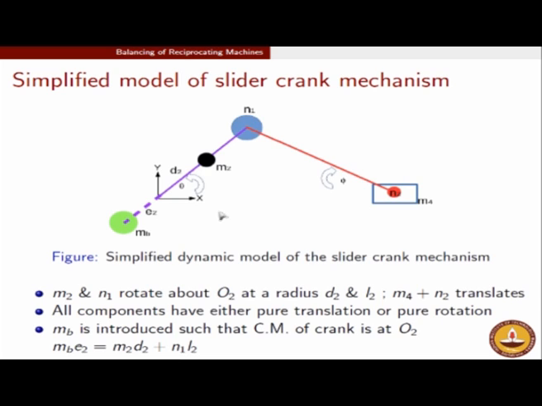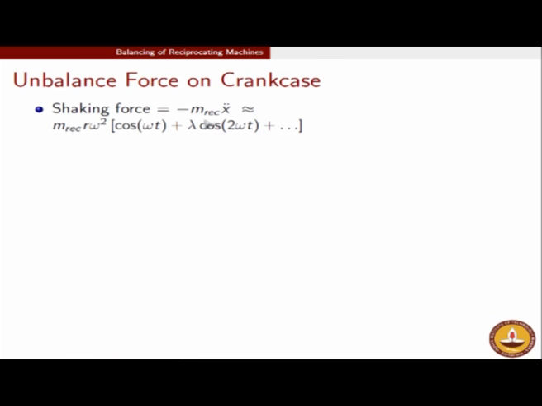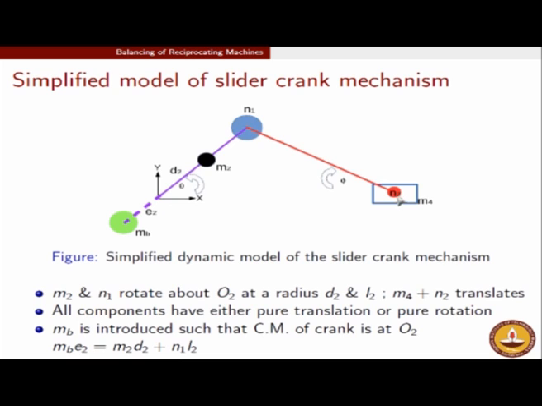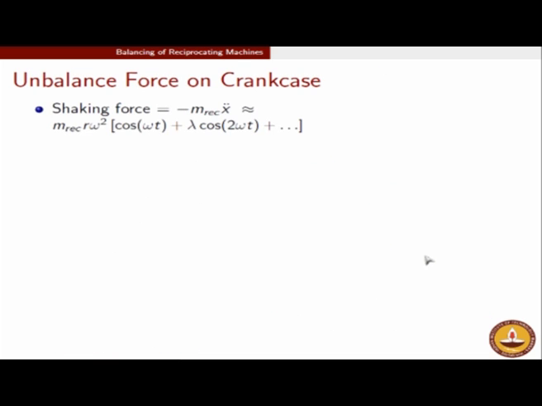You are seeing that there is only one inertia force in this system, because after this counterbalance has been used, the rotating masses have all been balanced. There is only the reciprocating mass which even at this stage is not balanced. They will involve the inertia term. So the total inertia term is mREC times x double dot. mREC is precisely M4 plus N2. mREC is the mass of the entire reciprocating parts.